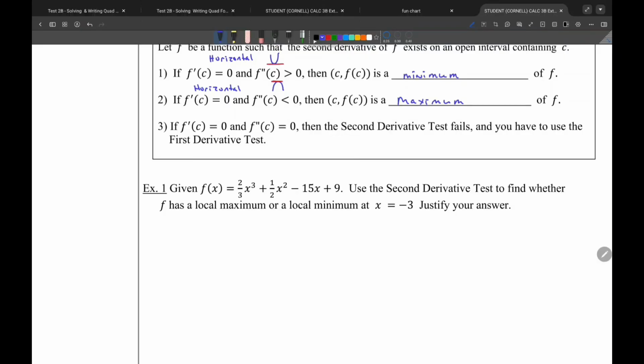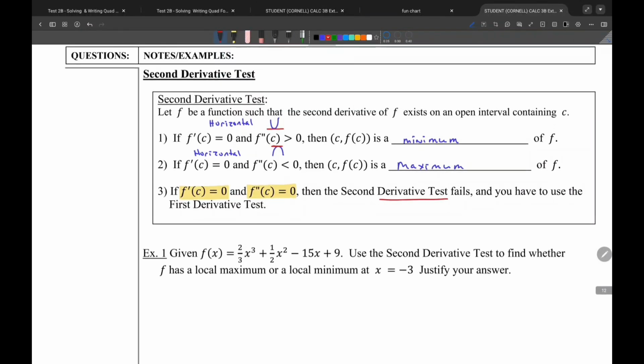Now here's something that is pretty important. If the first derivative is equal to 0 and the second derivative is equal to 0, then the second derivative test fails and you have to do the first derivative test. So these things all kind of go together. And so in a nutshell, that's our second derivative test.